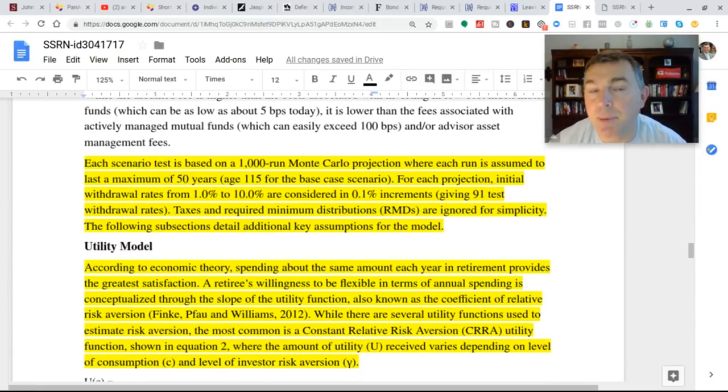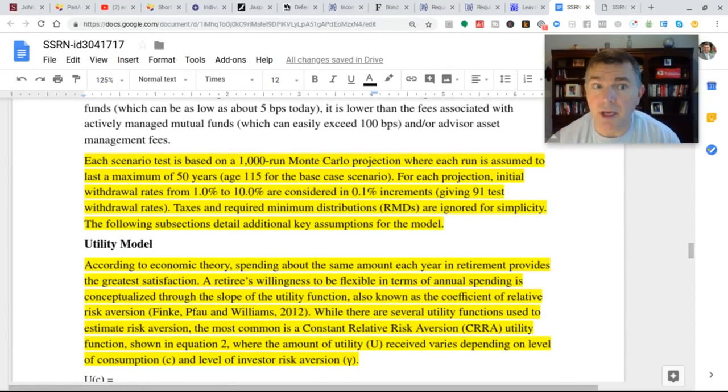Each scenario test is based on a 1,000-run Monte Carlo projection where each run is assumed to last a maximum of 50 years, up to the age of 115. All right, so we're 65 now. We're going to last 50 years, to 115. For each projection, initial withdrawal rates from 1% to 10% are considered in 0.1% increments, given 91 test withdrawal rates. Now, this is big. Taxes and required distributions are ignored for simplicity. And now we are using a small 0.5% investment management fee as well. So unlike some of the 4% rules where they don't use taxes, they also don't use an investment management fee. Here, Blanchett and Fink are using both, okay?